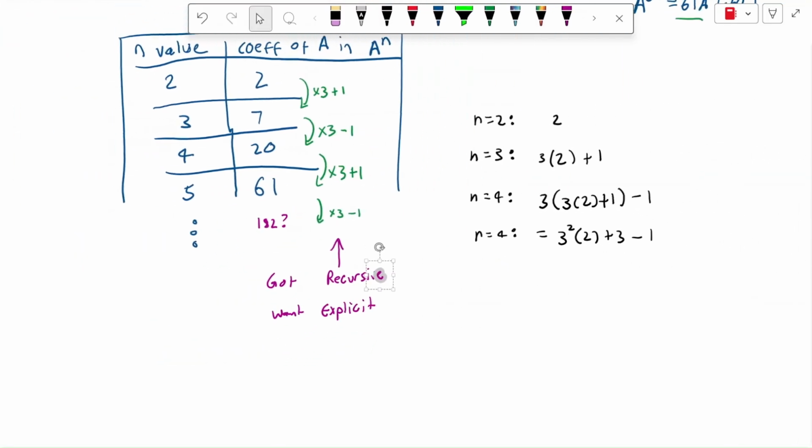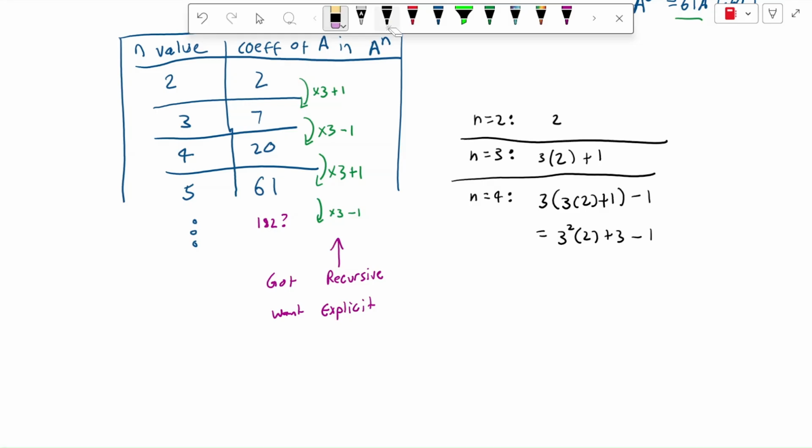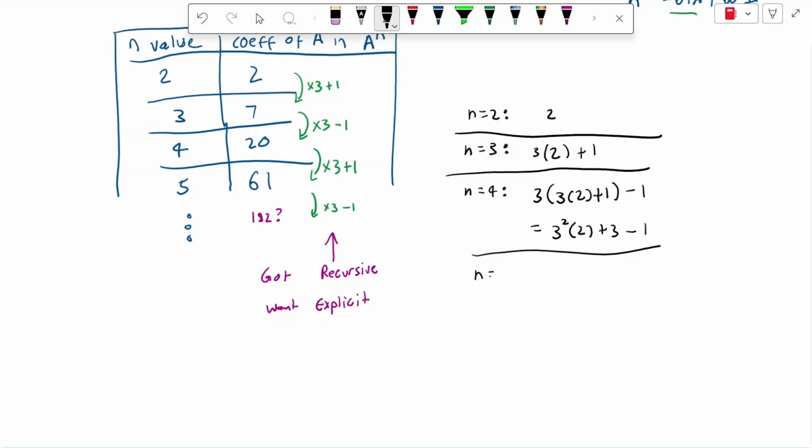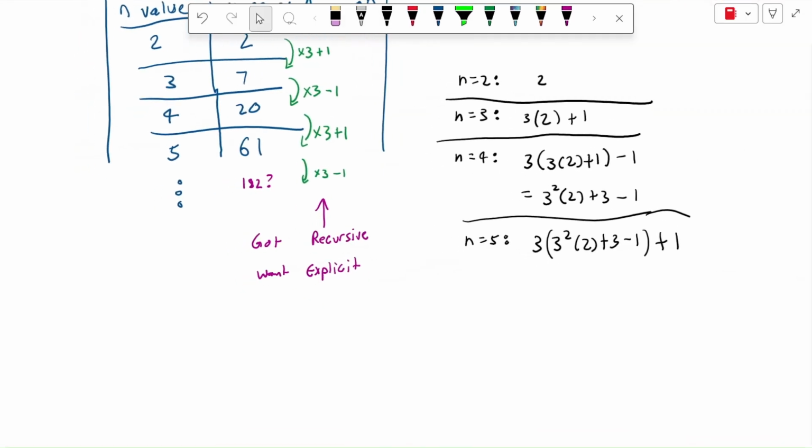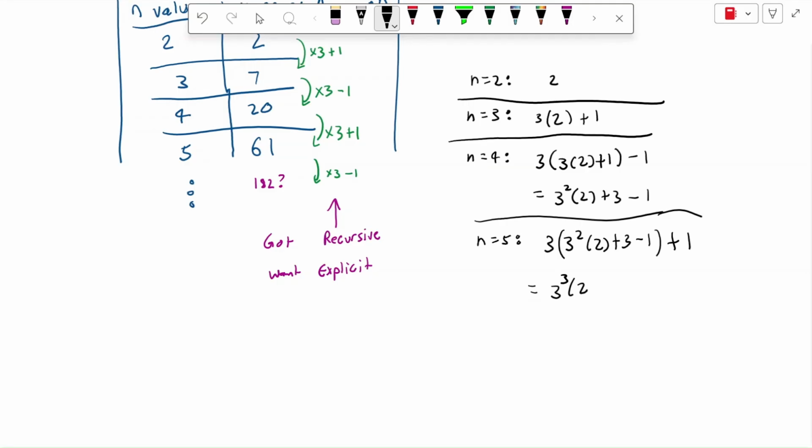To get n equals 5, I'm going to be taking that term that I just got from n equals 4. So that's 3 squared into 2 plus 3, take 1. And I'm going to be timesing it by 3. And because I'm going to the 5th term, I'm going to be adding 1 this time. And we can FOIL that in. So that is 3 cubed into 2 plus 3 squared, take 3 plus 1. That's n equals 5.